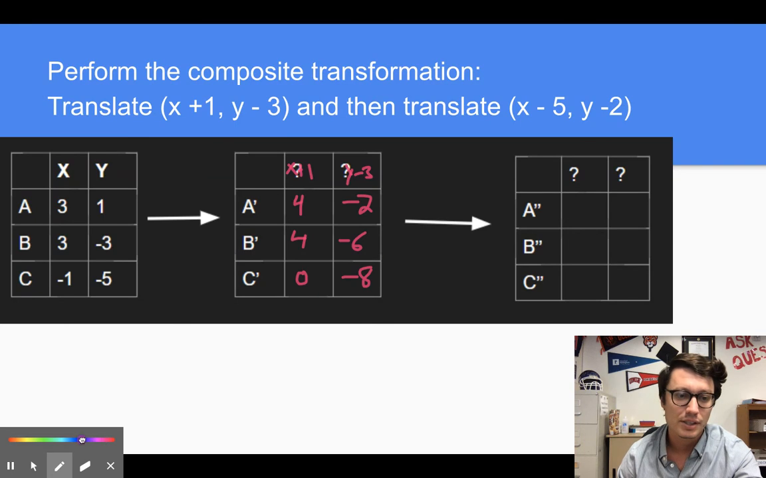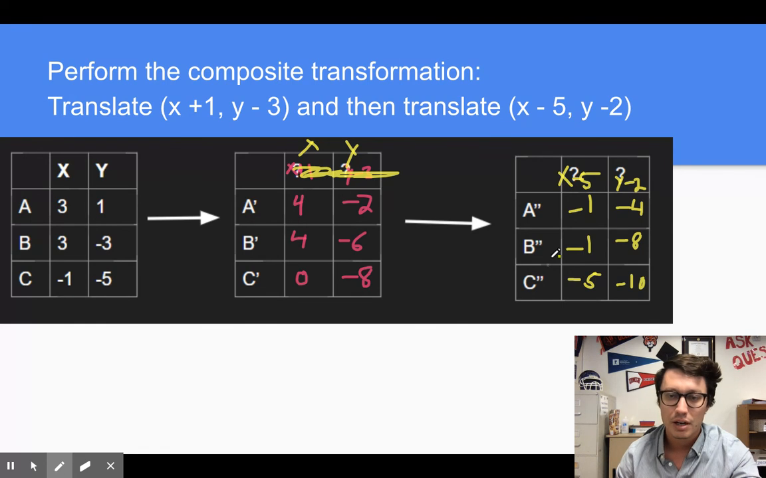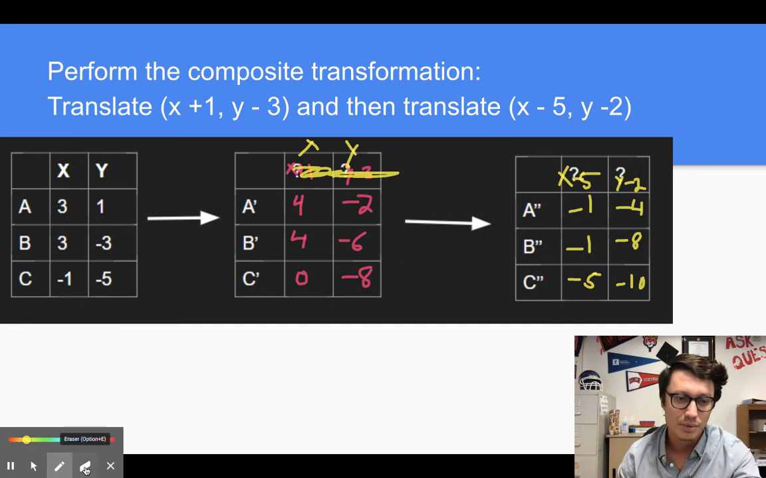Now, here in the second transformation, we do x minus 5 and y minus 2. Remember, these start over, just your regular x and y numbers now, right? 4 minus 5 gives you -1. 4 minus 5 gives you -1. 0 minus 5 gives you -5. And for our y values, we subtract 2. -2 minus 2 gives you -4. -6 minus 2 gives you -8. And -8 minus 2 gives you -10. So those are our values for A double prime, B double prime, C double prime.